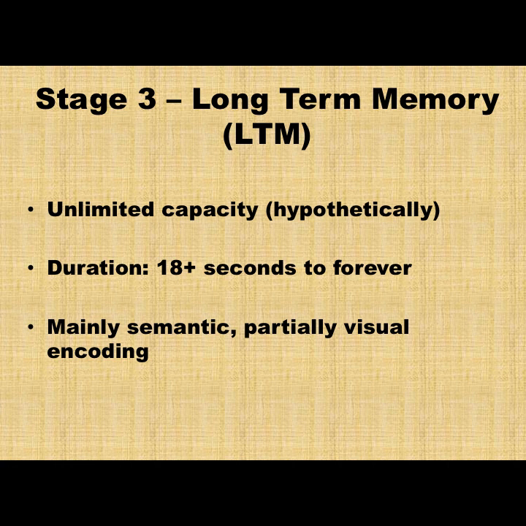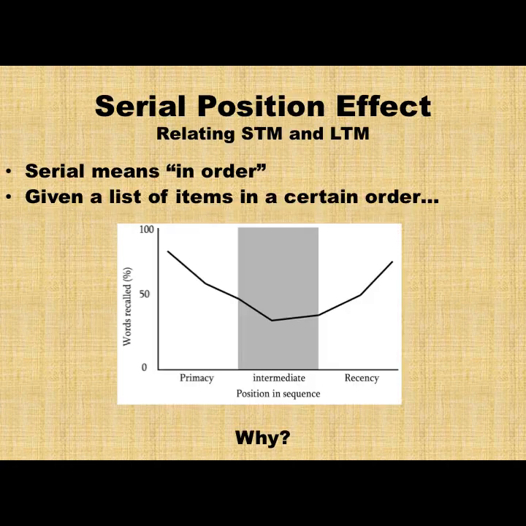And long-term memory is mainly semantic encoding, as opposed to short-term memory, which didn't use semantic encoding at all. Also, it uses some visual encoding. Okay, the last thing that we're going to talk about today is the serial position effect, which relates short-term memory and long-term memory a bit.